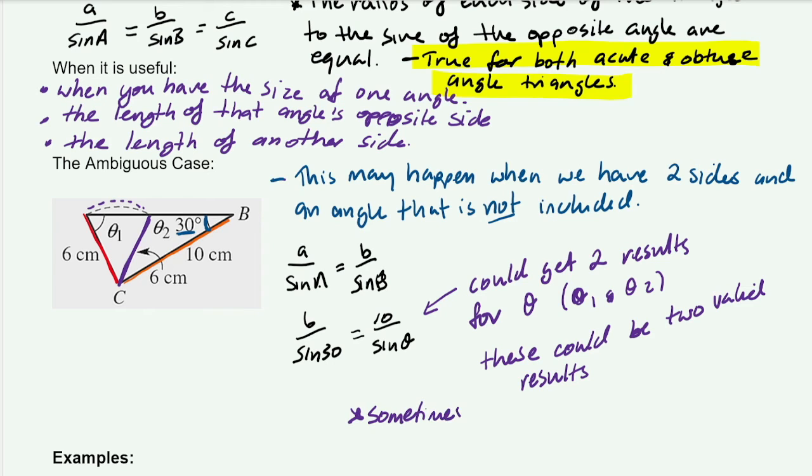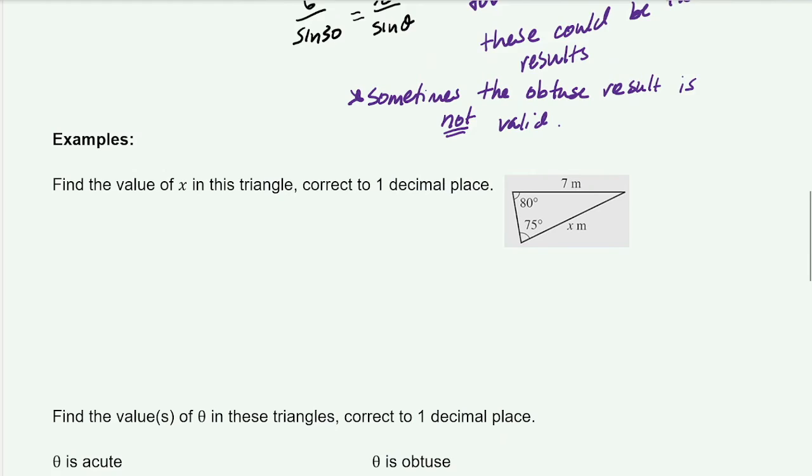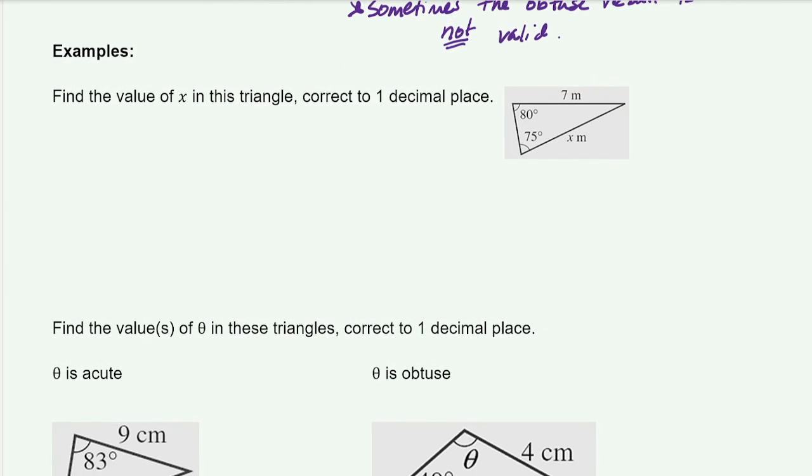Sometimes the obtuse result is not valid, and we're likely to see that at some point in your questions. Let's now have a look at some examples.